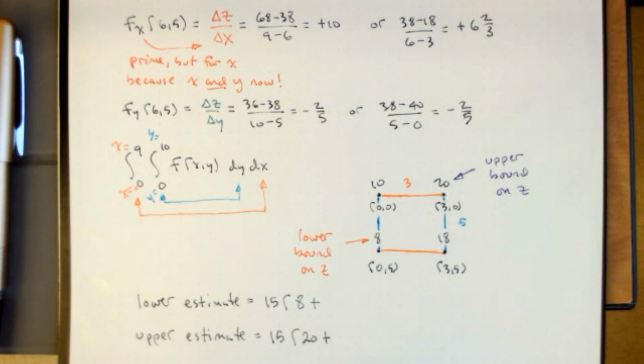If I start drawing more rectangles, here's going to be the (0, 5), and this will be the (3, 5). And I'll have two more values here, a 40 and a 38. So for the next one, the lower estimate is going to have an 18, and the upper estimate will have 38. Or sorry, 40. I was on the wrong one.